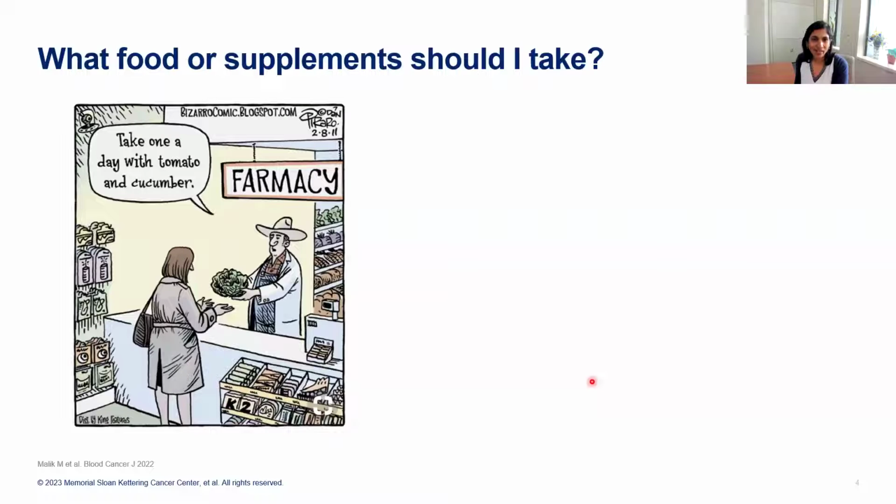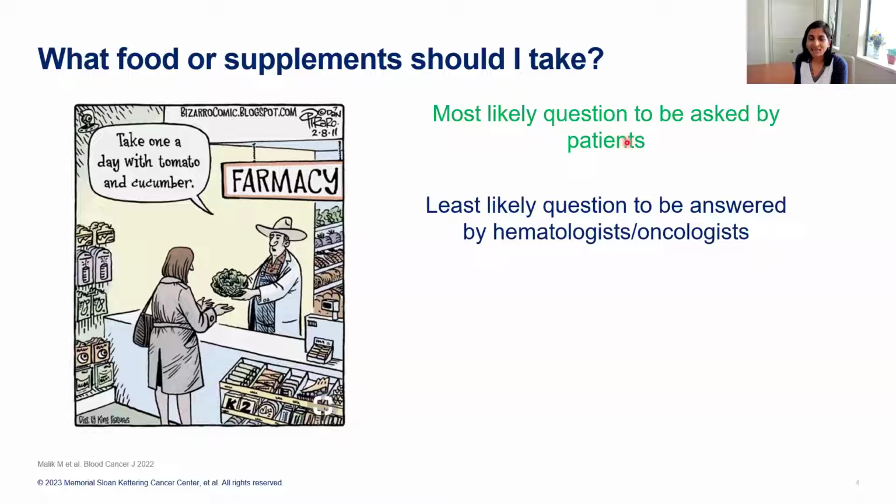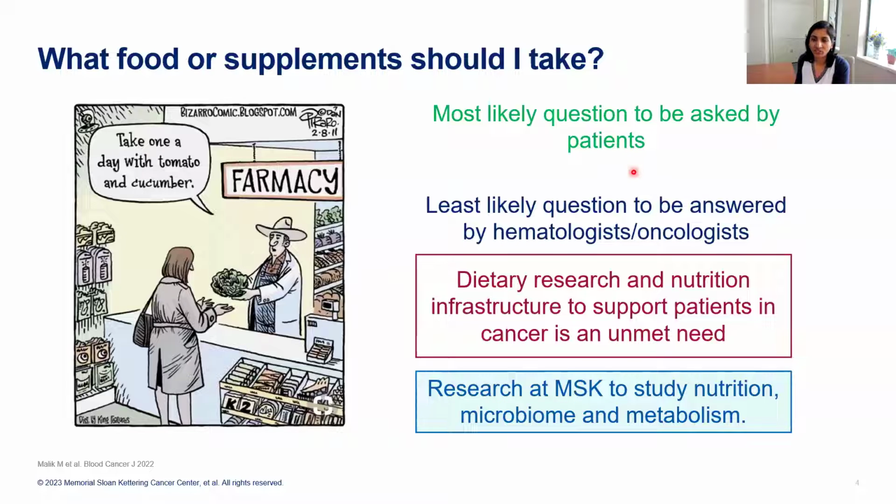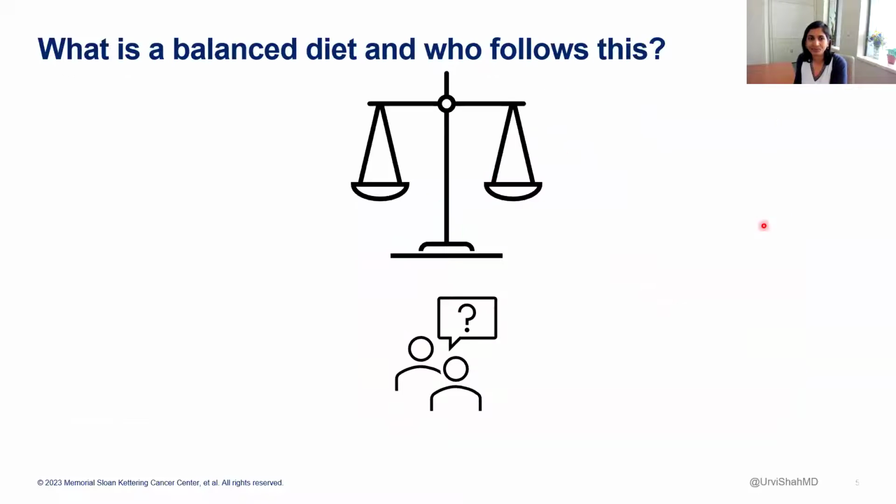So the reason I want to talk about this is I think what food or supplement should I take is such a commonly asked question, probably the most likely question I get. And in my training, I have experienced this and seen that it's also the least likely question to be answered by doctors. And I think that's why dietary research and nutrition infrastructure to support patients in cancer is really an unmet need. And to get this support, we kind of need to bring in the research and the evidence to have people believe it and then add that infrastructure in. So my focus has been at MSK to study nutrition, microbiome, and the metabolism in cancer and understanding it.